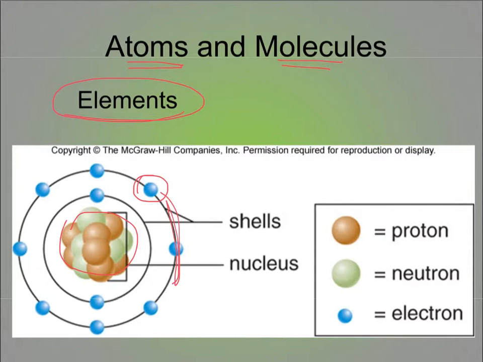And of course, when we're talking about chemical reactions, it's this outermost orbital, the valence electrons, that are the most important ones, because those are the only electrons that are available really to react with other atoms and make compounds or molecules.